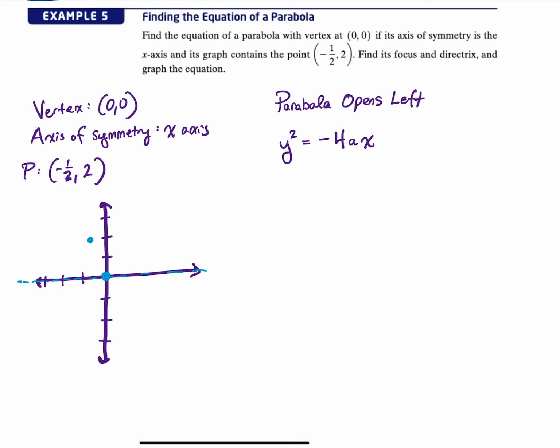Well, since we have a point, it has an x value and a y value. We have the point negative 1/2, 2. That's a legit x and y combination, or a pairing. So let's just plug that in for x and y and solve for a. So I can say 2 squared equals negative 4 times a times negative 1/2. That tells me 4 is equal to negative 4 times negative 1/2, which will give me a positive 2. 4 equals 2 times a. Divide both sides by 2, and that tells me a is equal to positive 2.